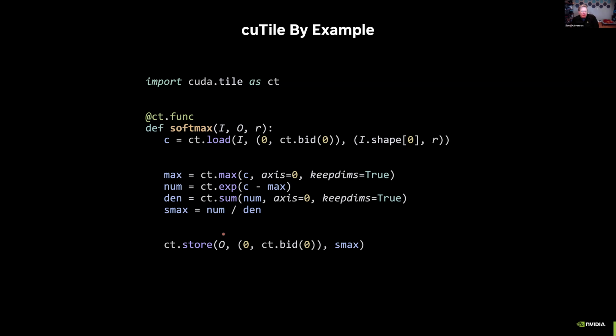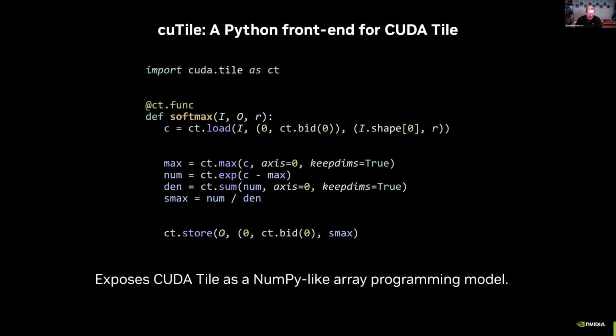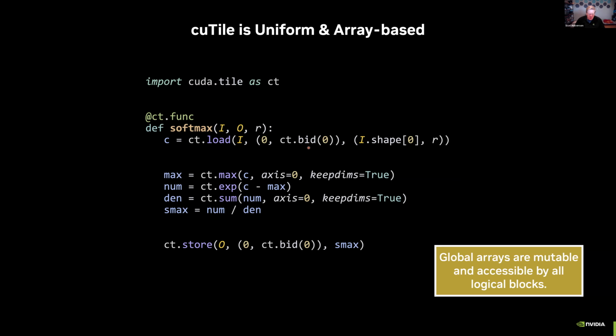I guess what I'm trying to see is, this is the same capability, I think, right? So that's a redundant slide. But some information to share here is that global arrays are mutable and accessible by all logical blocks, right? So that is what the read operations are doing. So we're loading into C, and in theory, you could do other block IDs or different ranges if you wanted. The store operation is also storing into global memory.